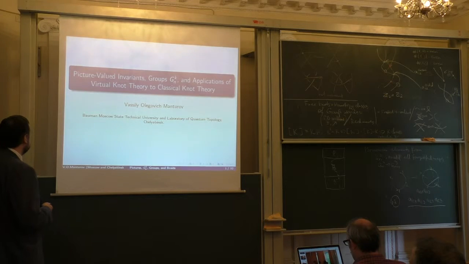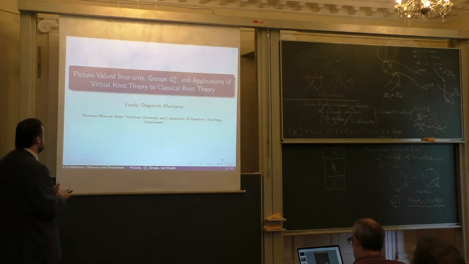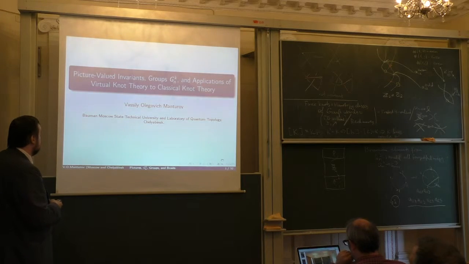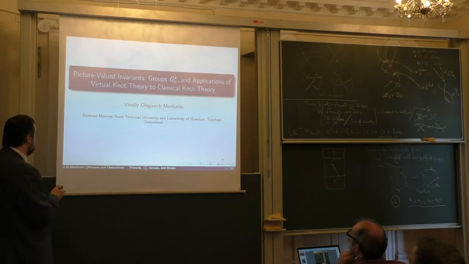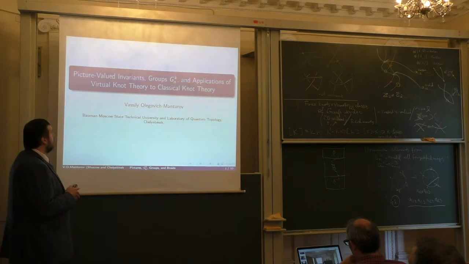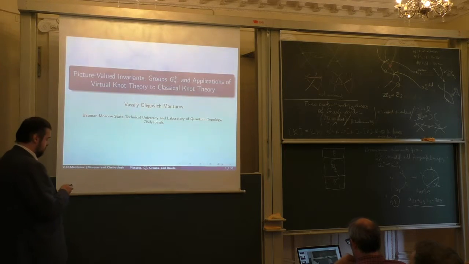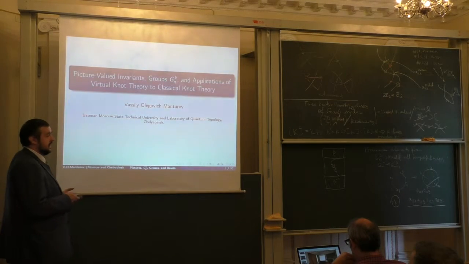Today I'm going to talk about some picture-valued invariants, groups which I call G and K, which are closely related to free groups, braid groups, and some other groups, and various methods of Reidemeister knot theory which turn out to work in classical braids.